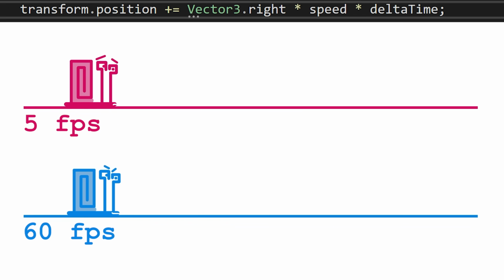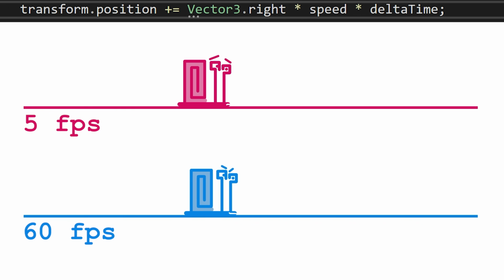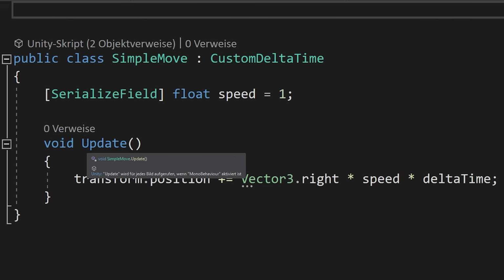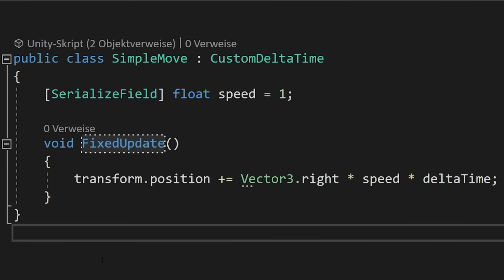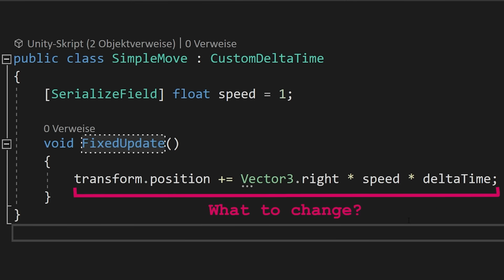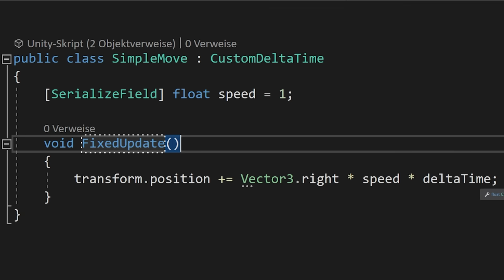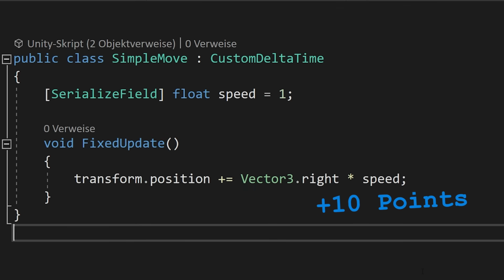For our next challenge, we want to achieve the same result. We want both snails to move at a consistent speed, but this time we want to code in fixed update instead of update. Don't worry, these are still the very easy questions. For those who don't know, fixed update happens a fixed amount of times every second. The question is, what do we have to change here to make this code work? Pause the video if you want to, and I expect your answer in 3, 2, 1. We, of course, need to remove the delta time. Oh, you're really racking up the points there.